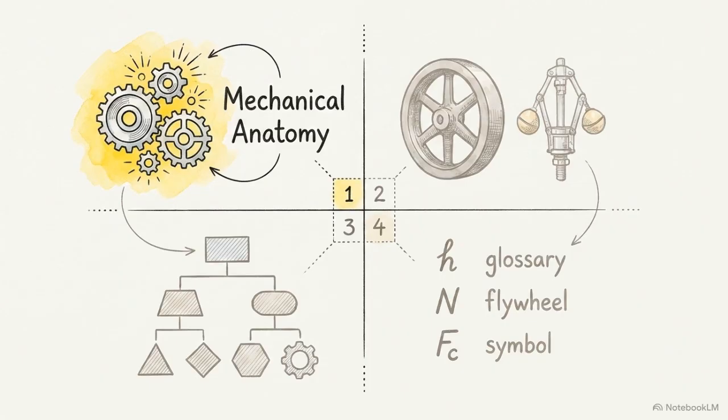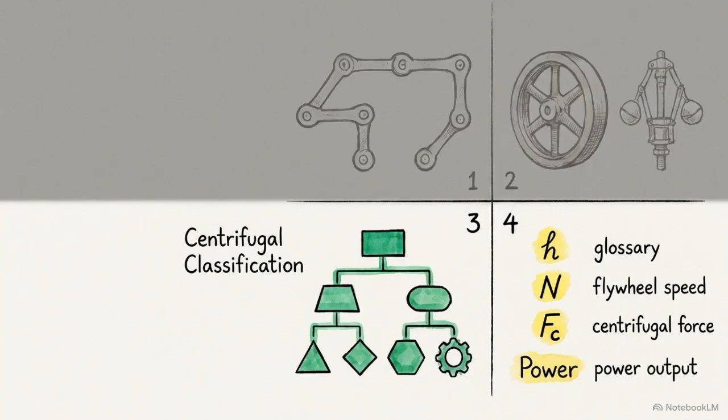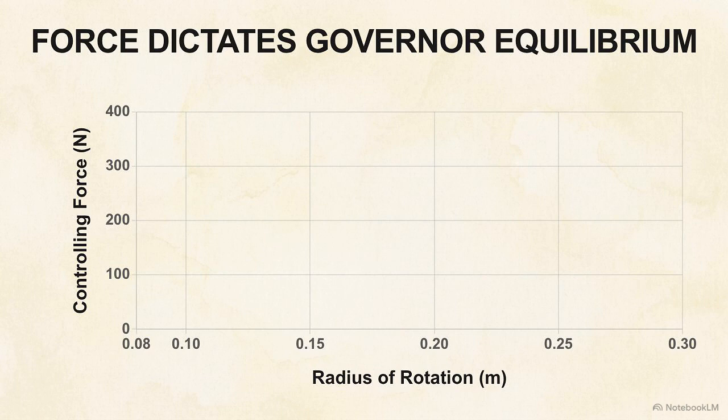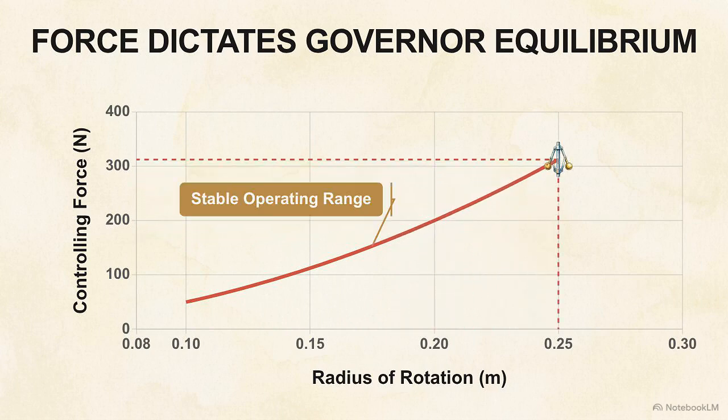This summary grid lays out today's 4 pillars. Quadrant 1 covers the kinetic feedback chain. Quadrant 2 marks the strict boundary between internal flywheel control and external governor control. Quadrant 3 maps the centrifugal classification tree, and Quadrant 4 contains our dynamic operating constraints. Mastering these specific mechanical linkages and dynamic definitions gives you the precise foundation required to analyze complex controlling force diagrams in your upcoming engineering lectures.